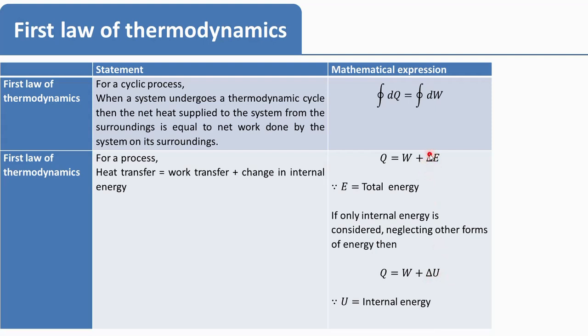So delta E was the total change in energy, but out of this total change in energy, we are considering only change in internal energy. Therefore, delta E is replaced by delta U, or you can write plus delta kinetic energy plus delta potential energy and so on.